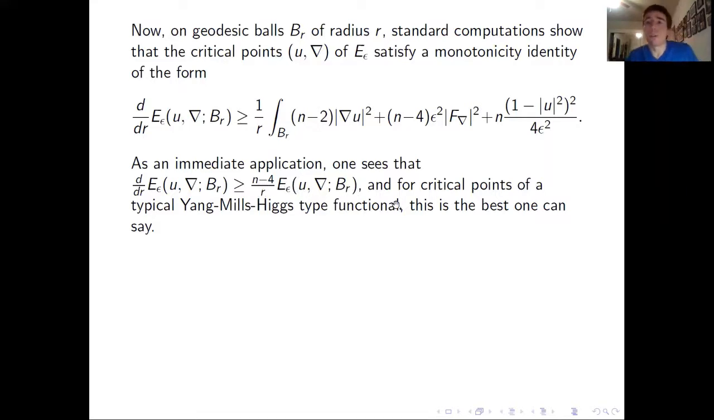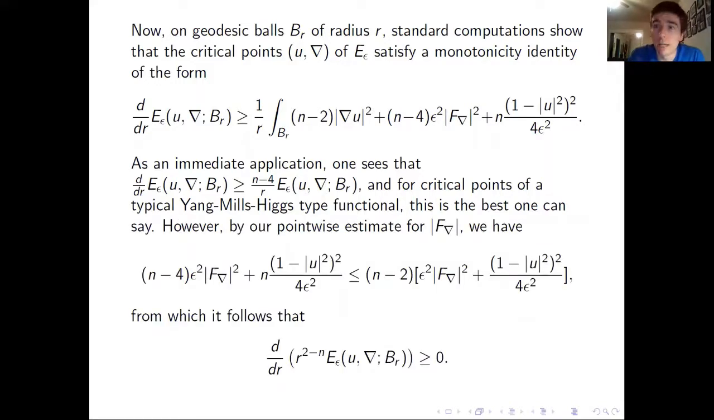And for critical points of the typical Yang-Mills or Yang-Mills-Higgs type functional, this is really the best you can say. So for a typical Yang-Mills type problem, you expect to see a codimension 4 energy growth for your critical points. But by our pointwise estimate for F_nabla for these equations, we see that n minus 4 times F_nabla squared plus n times the potential term is, excuse me, that should be greater than or equal to, n minus 2 times the Yang-Mills term plus the potential term pointwise. Since this potential term dominates the Yang-Mills term, we can borrow 2 from that n here and get n minus 2 times this energy density.